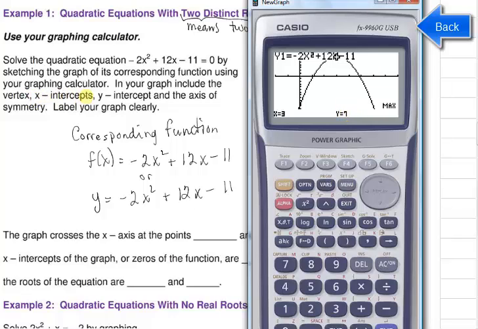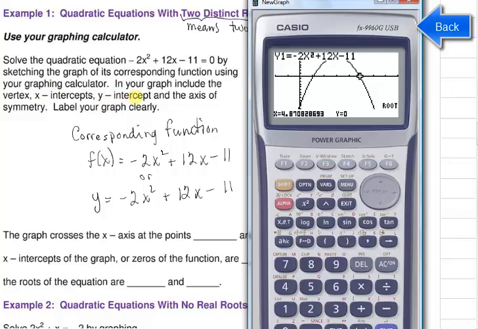We also want our x-intercepts, so I'm going to go back to my G-Solve. In the Casio calculator, that would be your root. If you're using the TI-83 or 84, you're looking for your zeros. So we want our roots, so we press F1, and here's our first root. We're only going to work to the nearest tenth, so our first root is when x is equal to 1.1. To get our second one, we hit our right arrow key, and we also have a root at 4.9. Okay, so our x-intercepts are at 1.1 and 4.9.